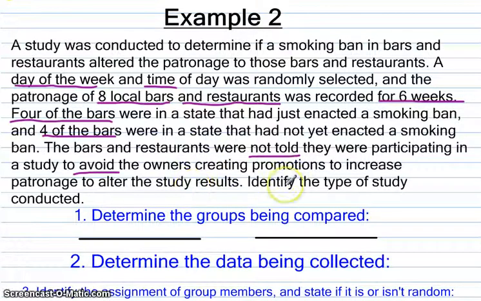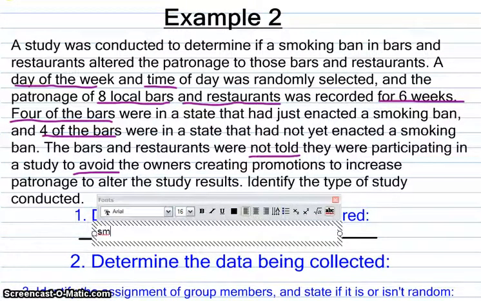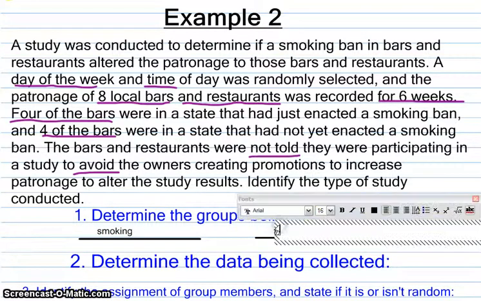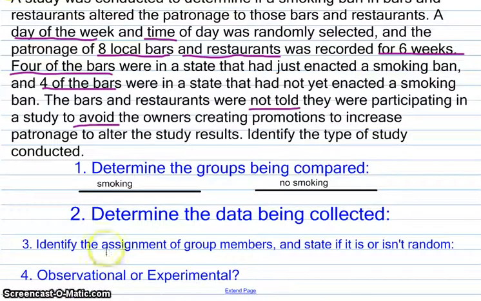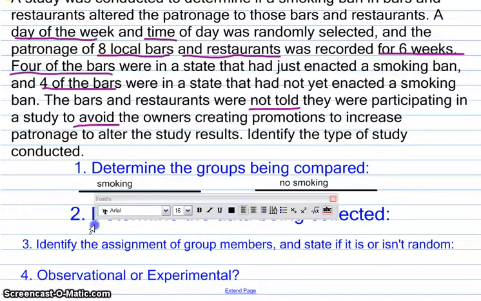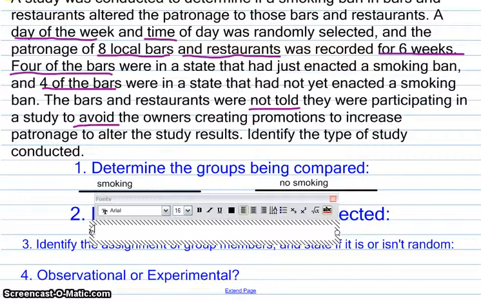So first off, it wants us to identify this type of study conducted. So if you think, we had 2 groups here. We had the groups that allowed smoking, and we had the group that had no smoking. Not by any choice of their own, but no smoking. All right, next, it wanted to determine the data being collected. So if you think, they wanted to see the number of people who went to each type of place.